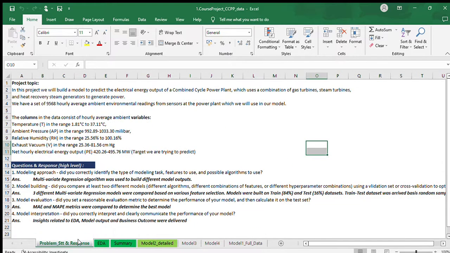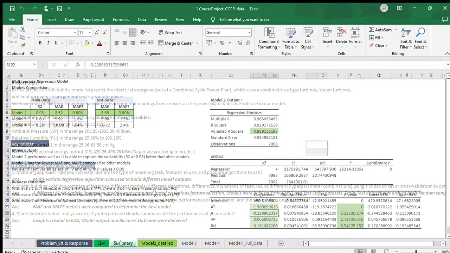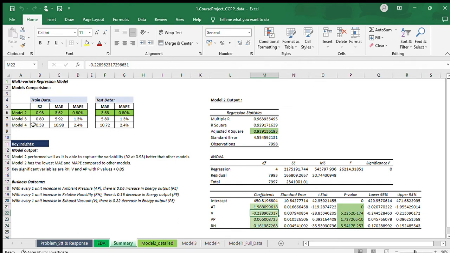But as of now, from a summary standpoint, Model 2 has been better than any other model, given this MAPE and the mean absolute error as well.